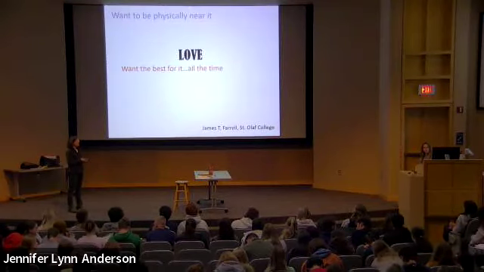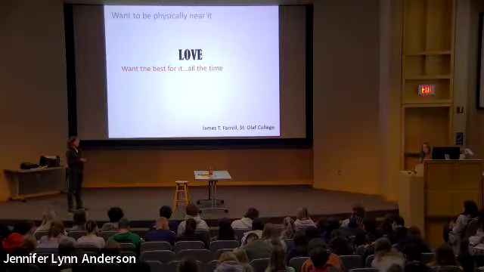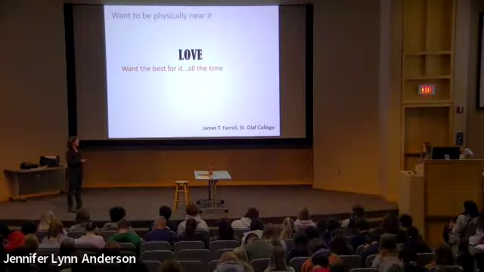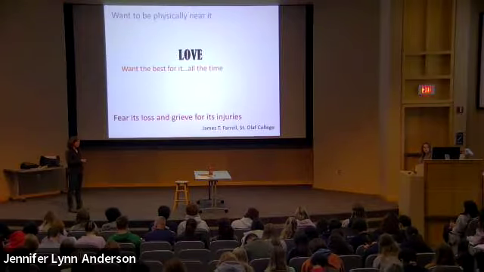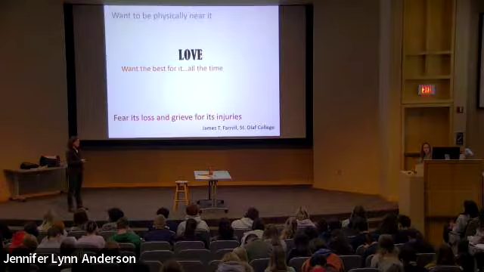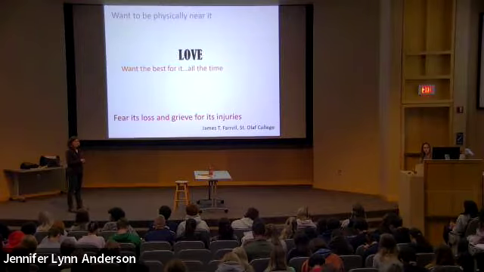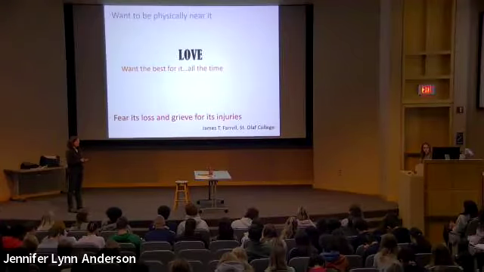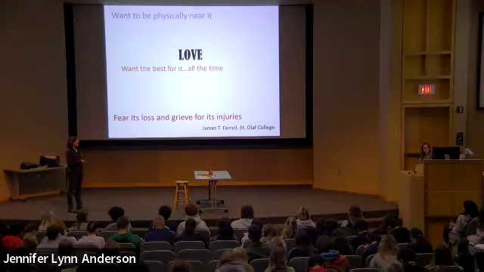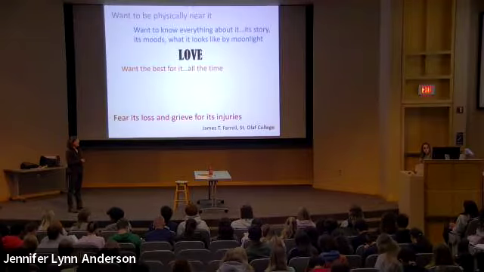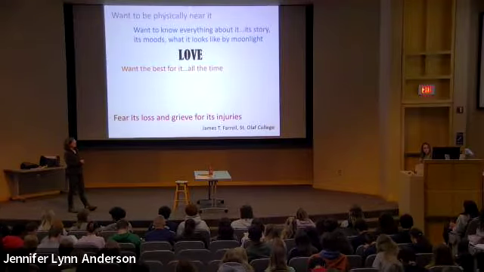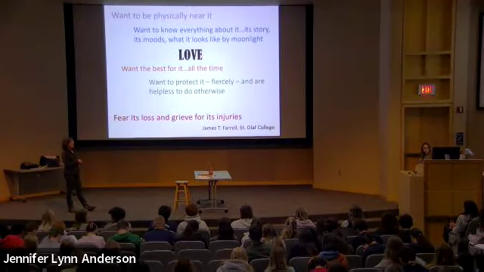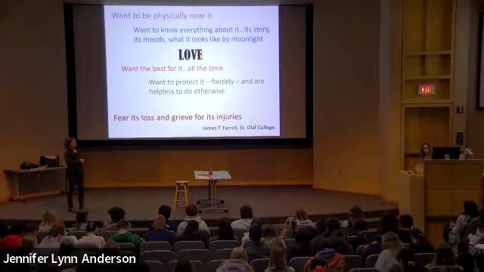You want the best for it all the time. So sending good thoughts to those things that you love, those people that you love. Fear its loss and grieve for its injuries. So what happens if it gets to the point where something that you love is not doing well? There's a lot of emotion around that. You want to know everything about it, its story, its moods, and what it looks like by moonlight. You want to protect it fiercely and are helpless to do otherwise.